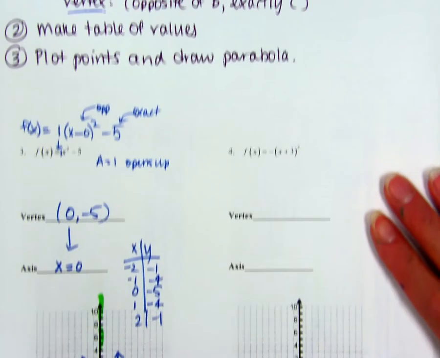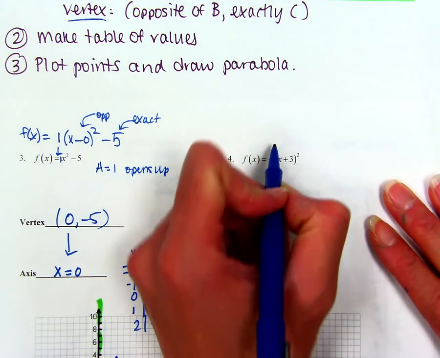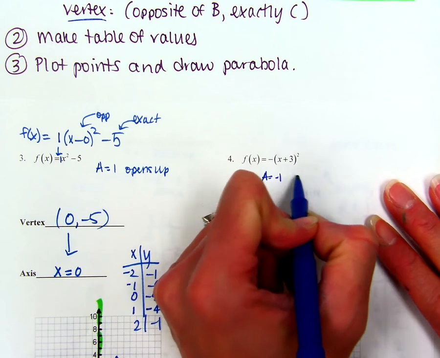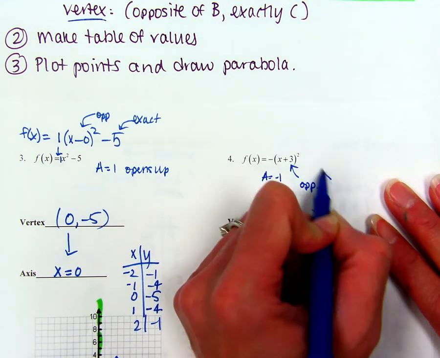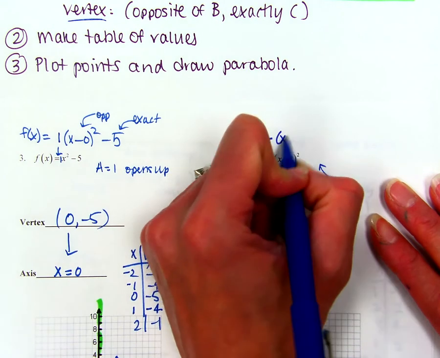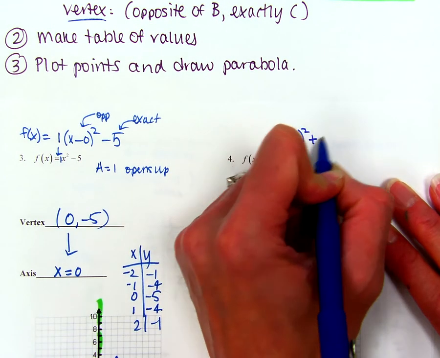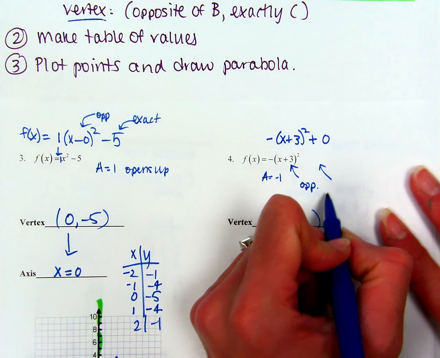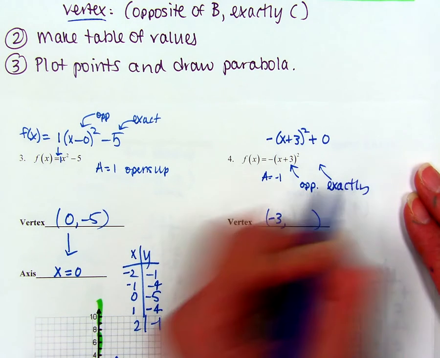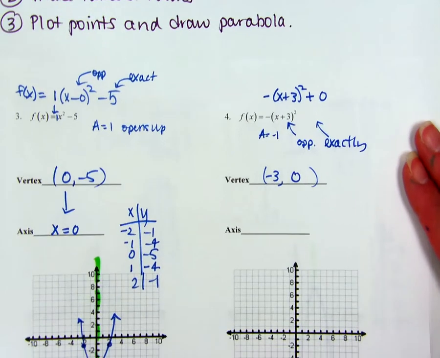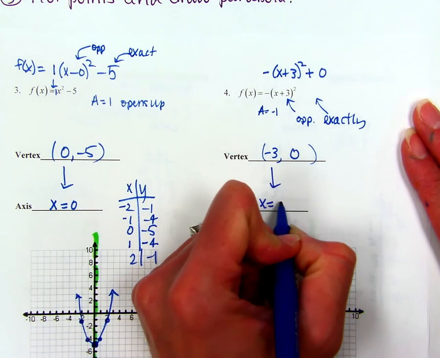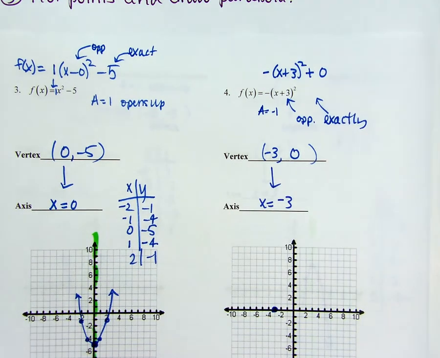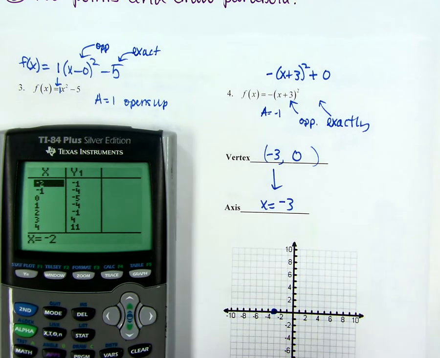Alright, last problem. Notice that we've got an A equals negative 1. We have a B, so you can do the opposite of that. That's negative 3. But there is no C here. Well, if I have nothing at the end, that's the same as adding 0. So I need exactly that value, which is just 0. Therefore, my vertex is at negative 3, 0. My axis of symmetry is the x-coordinate. So I'm going to draw a vertical line.